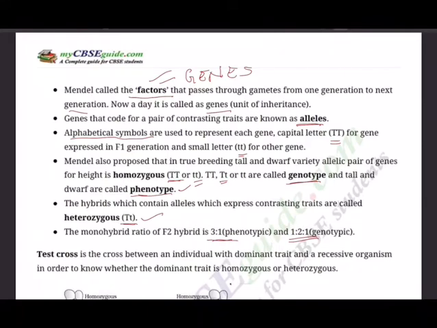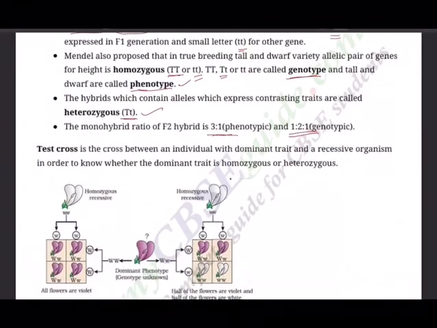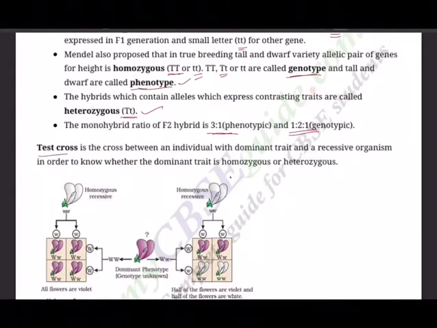To know about the genotype, we can do a small test called a test cross. A test cross is the cross between an individual with a dominant trait and a recessive organism, in order to know whether the dominant trait is homozygous or heterozygous. For example, capital T capital T, or heterozygous capital T, small t. Whether the dominance is because of two homozygous dominant alleles or because of the presence of a single dominant gene.